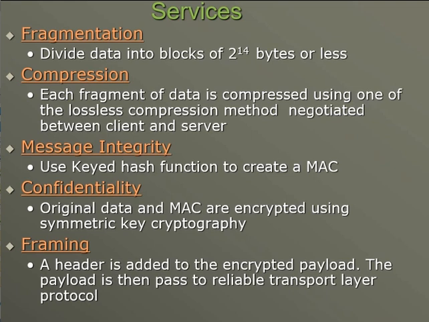Then comes message integrity. Message integrity is used to preserve the integrity of the data, and SSL uses a keyed hash function to create a MAC, a message authentication code. Then the confidentiality service is provided by SSL. To provide this confidentiality, the original data and the message authentication code, that is the MAC, are encrypted by using symmetric key cryptography. And the last service provided by SSL is framing, in which a header is added to the encrypted payload, and the payload is then passed to the reliable transport layer protocol.